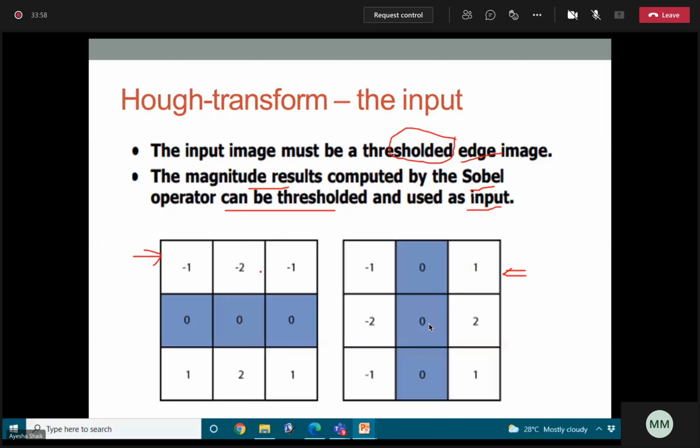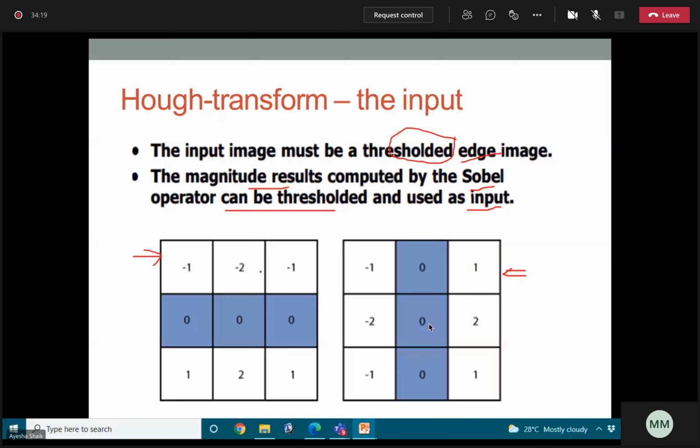So the input to Hough is a thresholded edge image. What we will do first is compute the edge magnitude from the input image, so that we know how to calculate. And as always with edge detection, it needs to be simple. After performing the edge detection, perform the low pass filtering also.